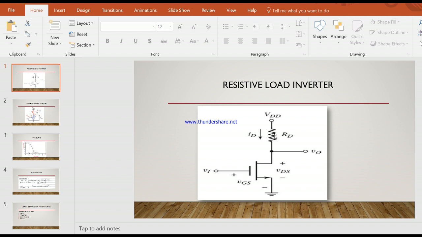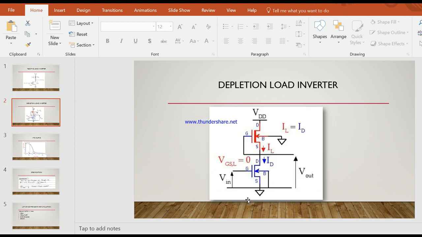It has some disadvantages: very big values of resistors cannot be manufactured on a silicon chip as they require a larger area, and while increasing the resistance value we should consider factors like time constant, delay, etc. So we move towards the depletion load inverter, because MOSFETs are easy to manufacture on a silicon chip. Here we have an enhancement MOSFET which is the driver and a depletion MOSFET which is the load, and this is the circuit diagram of the depletion load inverter.